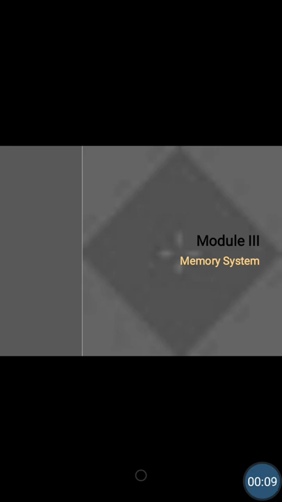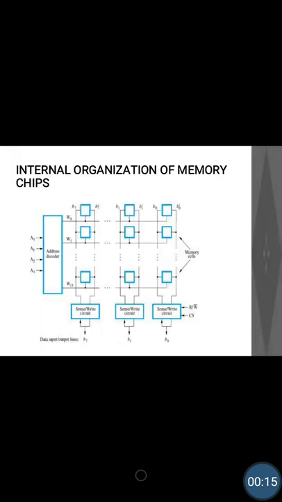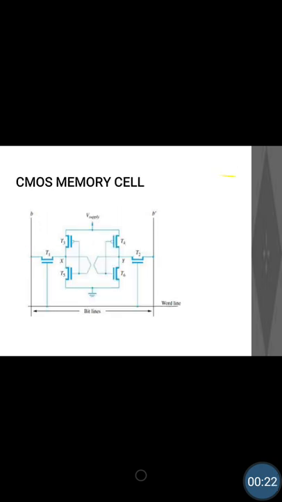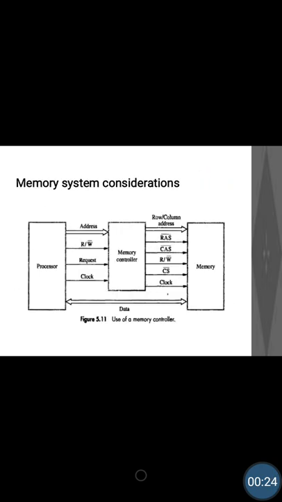We were discussing module 3, that is the memory system, and in this video I will be explaining the performance considerations, which can be done by explaining interleaving and other methods of improving the performance. So here we go.